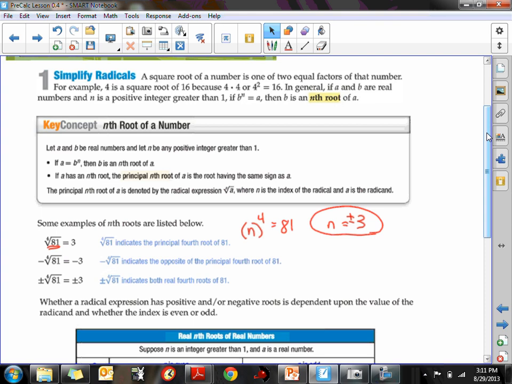And then the rest of those aren't so bad. We want the opposite of the principal fourth root of 81. So we've got a negative 3 there. This one implies, when we're looking at this example at the bottom here, they really would like to have both of the roots. So just some syntax there to try to get us in the right frame of mind on those. Okay, so now let's go through this chart.